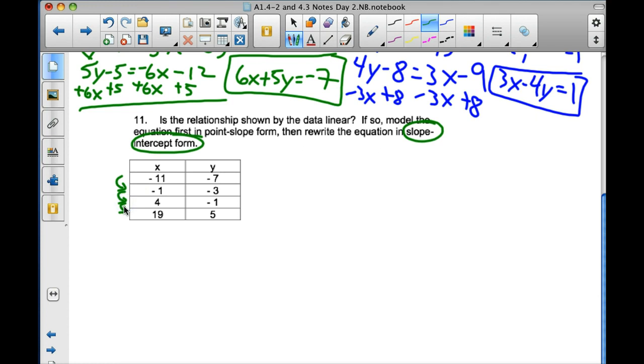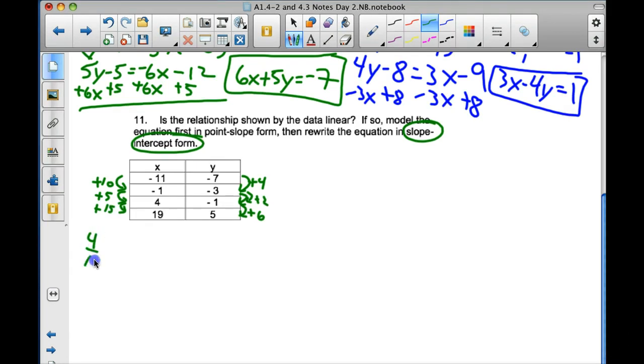Let's see. Negative 7 to negative 3, plus 10, plus 5, plus 2. So it's going up 4, up 2, up 6. Just because those are different numbers doesn't mean it's not linear. You've got to check it with the x's too. So this one goes up 10, up 5, up 15? Yeah. Now put the change in y over the change in x.